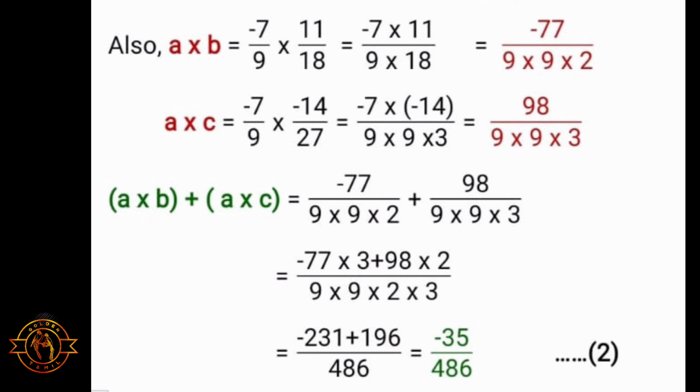And now we are going to add these two numbers. Minus 77 divided by 9 into 9 into 2 plus 98 divided by 9 into 9 into 3. Let us take LCM for these two numbers. We get minus 77 into 3 plus 98 into 2 divided by 9 into 9 into 2 into 3. We get minus 231 plus 196 divided by 486. What is minus 231 plus 196? Yes, it is minus 35 divided by 486. Let us take this as second equation.